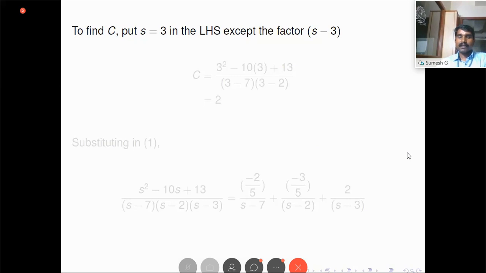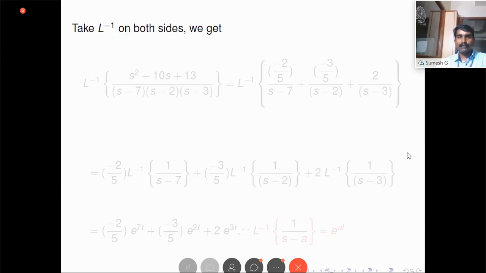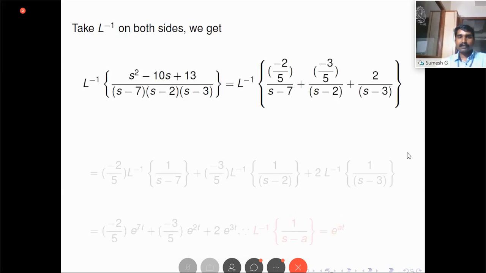And to find c, we have to substitute s equal to 3 in the LHS except the factor s minus 3. The value of c is 2. In this case, we obtain the constants a, b and c using the shortcut method, which can be substituted in equation 1. Equation 1 becomes, consider the RHS. The denominator contains single terms only, so we can directly find its inverse Laplace transform. Take the inverse on both sides.